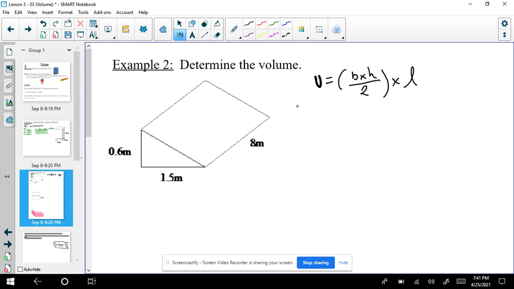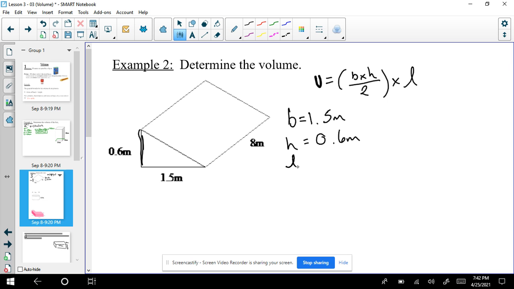Then I would write my knowns and my unknowns. My base is 1.5 meters, so I would put 1.5 meters. And then my height, right here, is 0.6 meters.